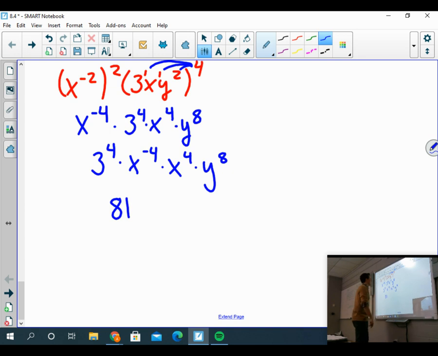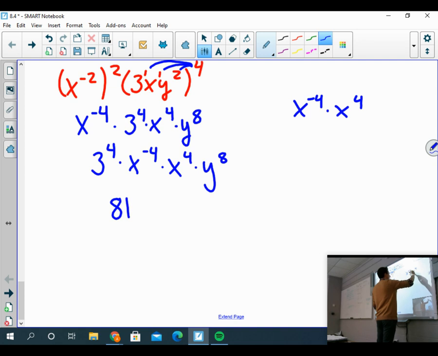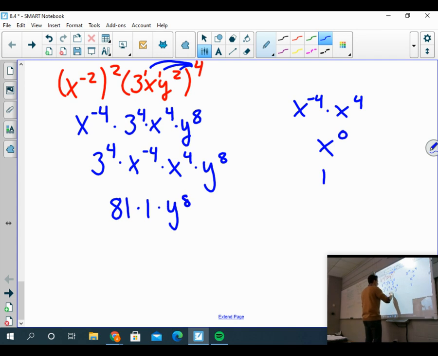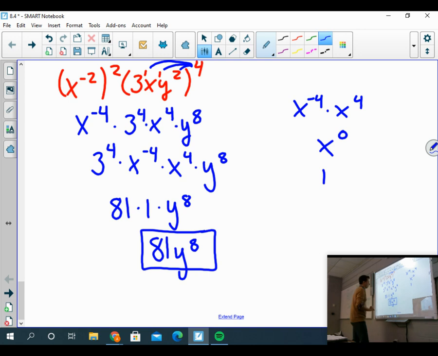I have like bases multiplied together with the x to the negative 4th and x to the 4th. So when you have like bases multiplied together, we can add the exponents. Maybe I'll write that off to the side here. X to the negative 4th times x to the 4th, I add the exponents and I get x to the 0. And we know x to the 0 is just 1. And then we have our y to the 8th. Well, anything times 1 is just itself. So the simplified answer for this problem would be 81y to the 8th.